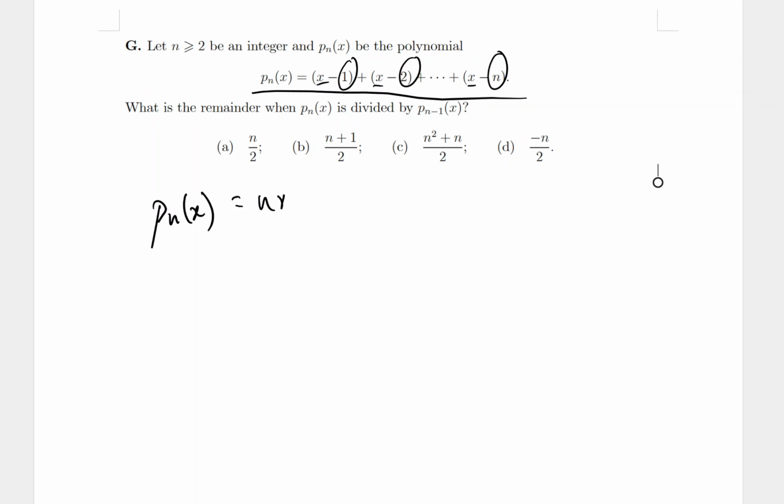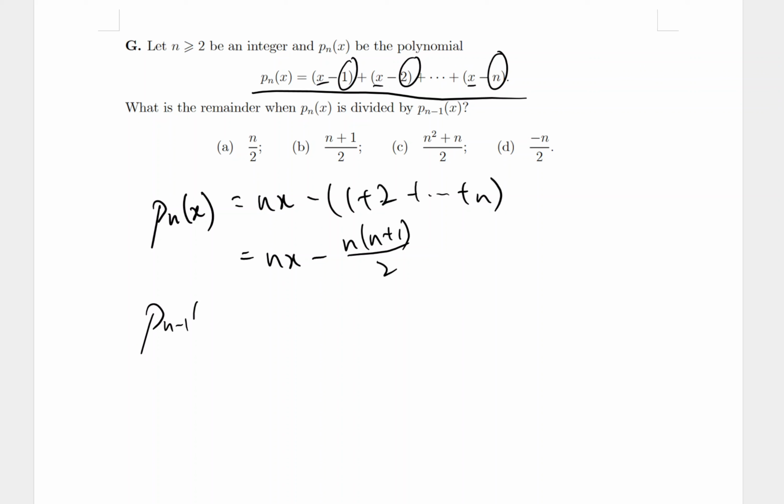So nx. Now we're subtracting 1 plus 2 plus up to n, right? And that's just the sum of the classic arithmetic sequence, which is n times n plus 1 over 2. I don't think we need explanation for that. And for P of n minus 1 of x, just chuck in n minus 1 as n, so just sub that in. Minus n minus 1 times n over 2.